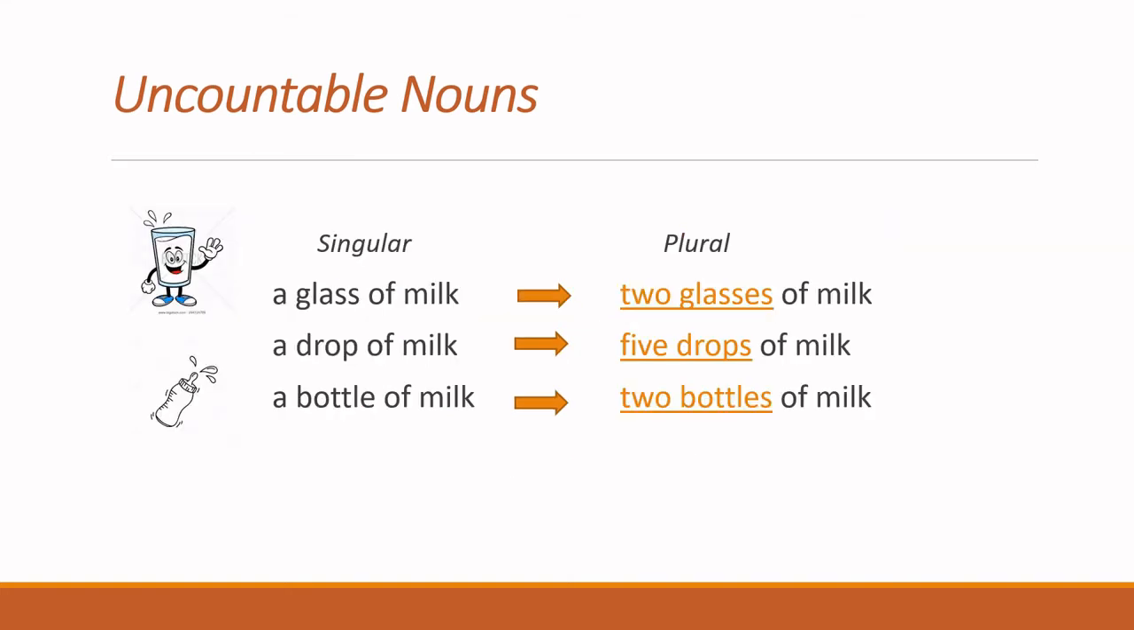There are few more ways to form the plural of an uncountable noun. We will see how we can make the plural form of the noun milk. Singular, plural. A glass of milk, 2 glasses of milk. A drop of milk, 5 drops of milk. A bottle of milk, 2 bottles of milk.